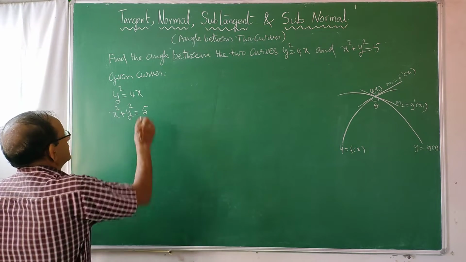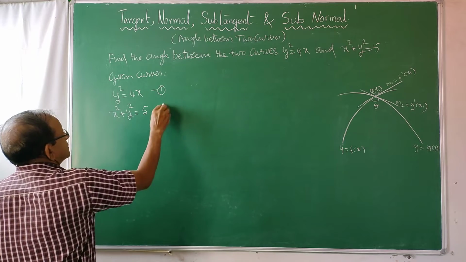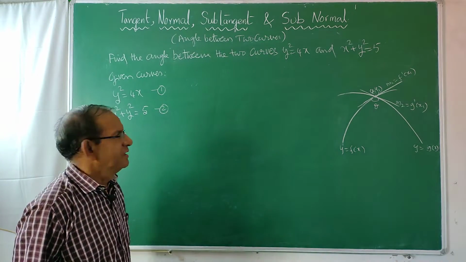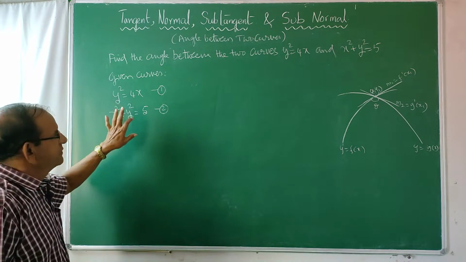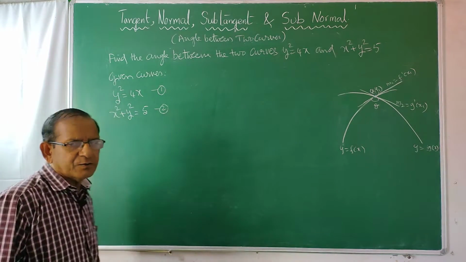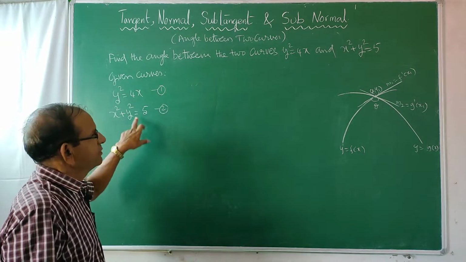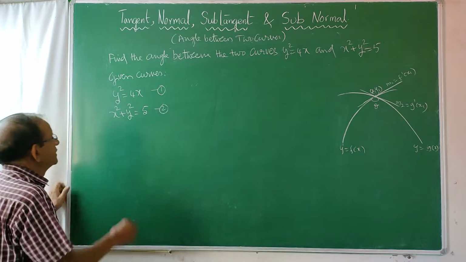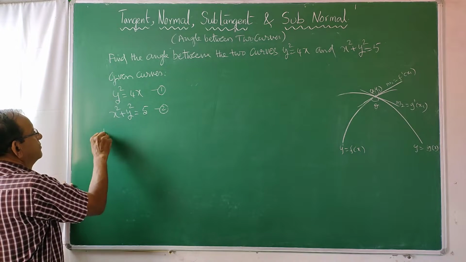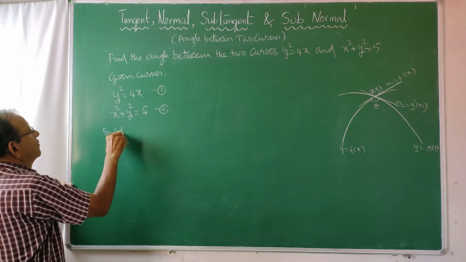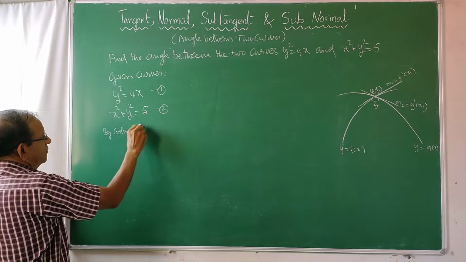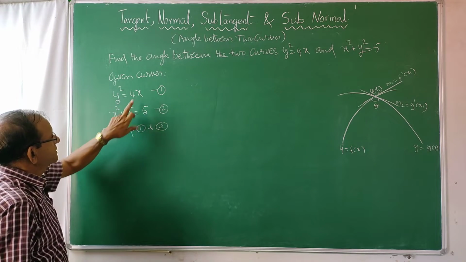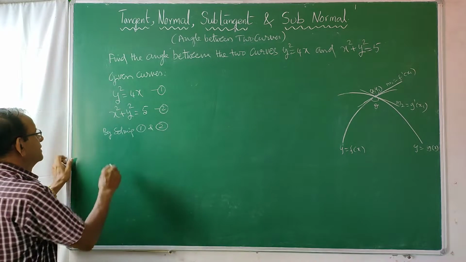Now here, these are the given curves. We have to find out the angle between those two curves. Before finding that angle, we first have to find the points of intersection where the two curves are intersecting. Let us solve these two, 1 and 2. y square value is 4x, substitute in the second one.